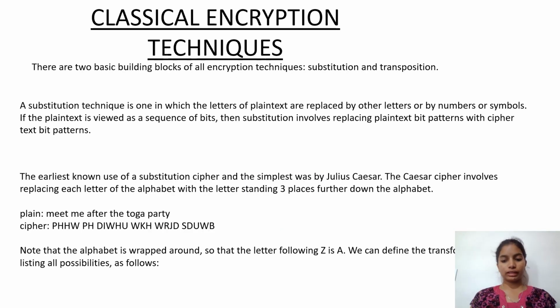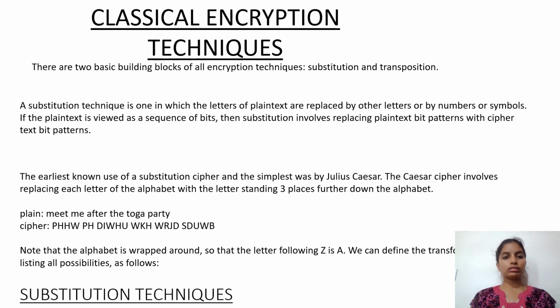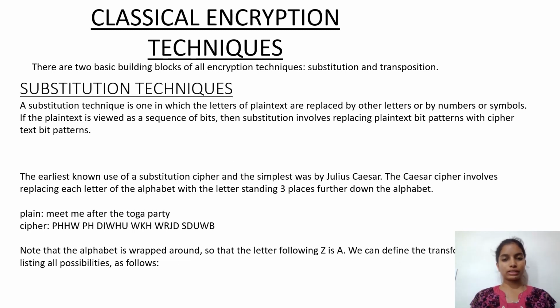Classical encryption techniques. There are basically two building blocks of encryption techniques. One is substitution, the next is transposition. In this video, we are seeing only the substitution. And what are the substitution techniques? A substitution technique is one in which the letters of the plain text are replaced by other letters or by numbers or symbols. If the plain text is viewed as a sequence of bytes, then substitution involves replacing the plain text bit pattern with a ciphertext bit pattern.